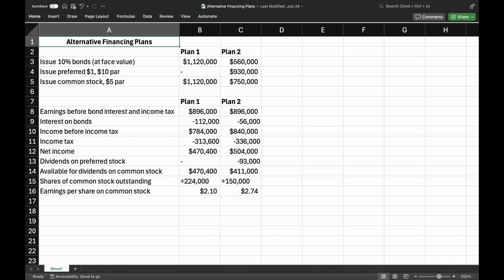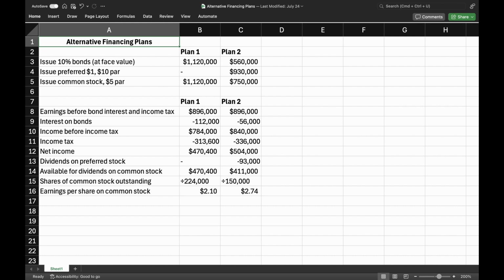Plan 2 is issue 10% bonds at face value, $560,000. Issue preferred $1 $10 par, $930,000. Issue common stock, $5 par, $750,000. For both plans, income tax is estimated at 40% of income.